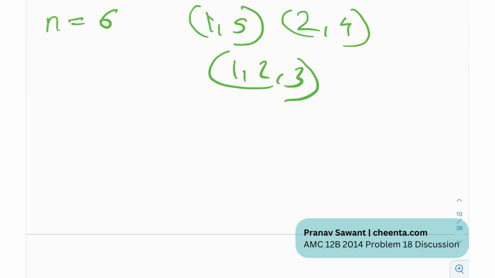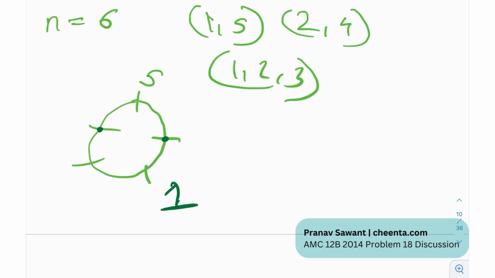So I cannot have on this circle 1, 2, 3, 4, 5, I cannot have 1 and 5 together. So let's just put 5 here. I cannot put 1 over here and over here. So I need to put it over here, and really it's immaterial. You can take it wherever you want. Let me just take it here. And I'll actually tell you why it does not matter later on.